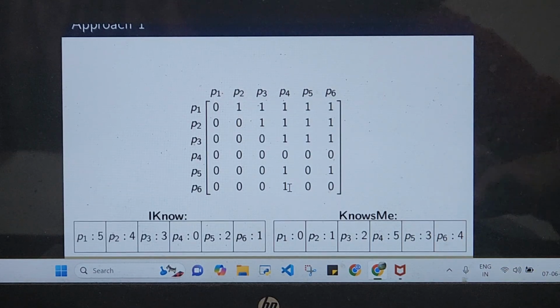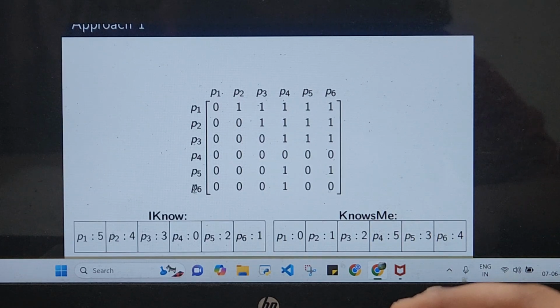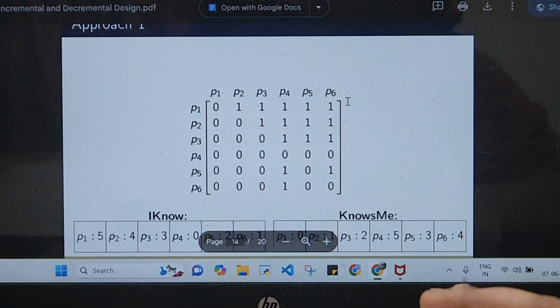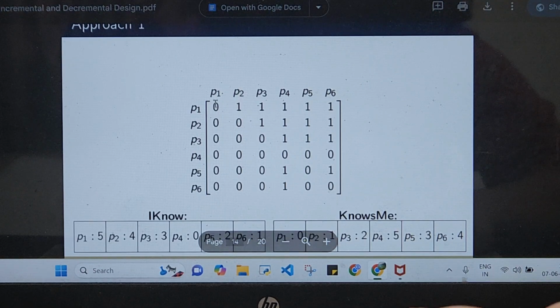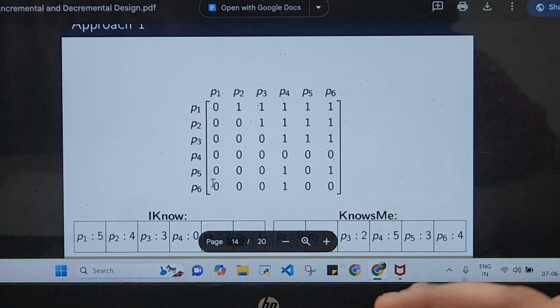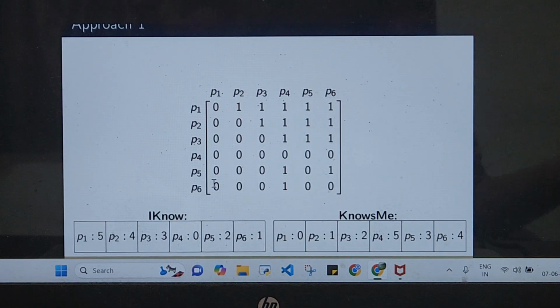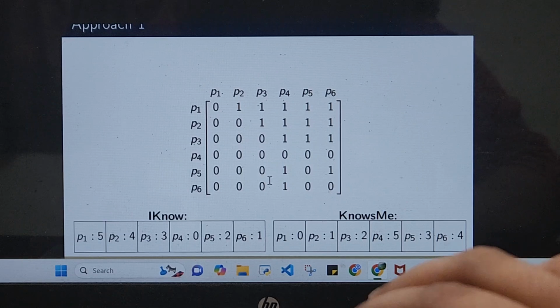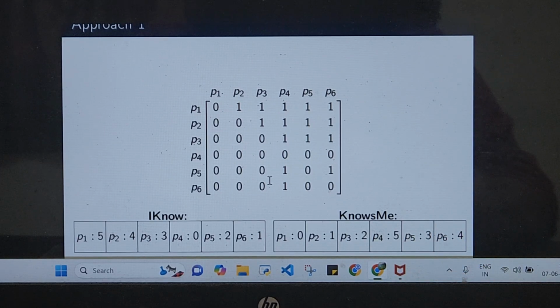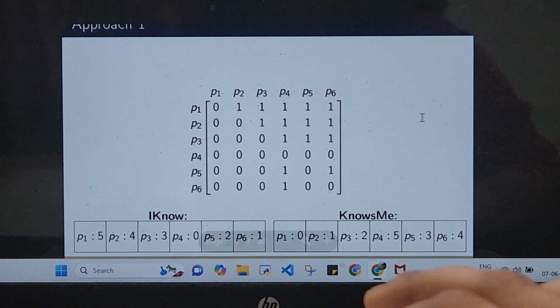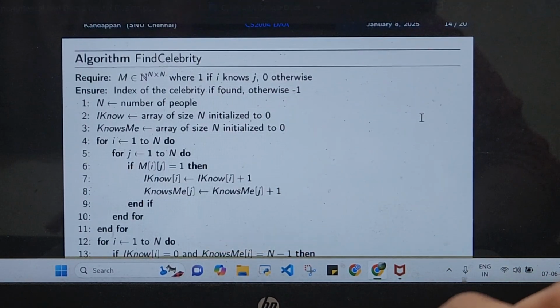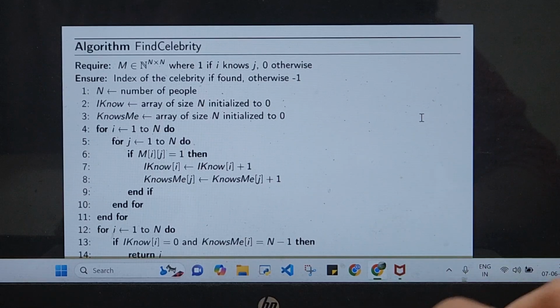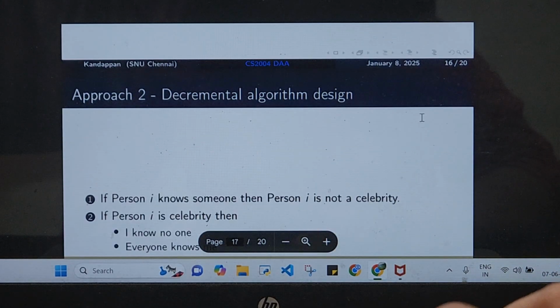So the brute force technique is, for every person, you start with P1, you work your way down to P2, P3, up to P6. For every person, you will check their corresponding row and column. That row should be full of zeros and column should be full of ones for that person to qualify as a celebrity. That is the brute force technique, which will obviously result in a time and space complexity of order n squared, where n is the number of people you have. Now we will see if we can do better using the decremental design technique. So this is the algorithm for brute force, with time and space complexity n squared.